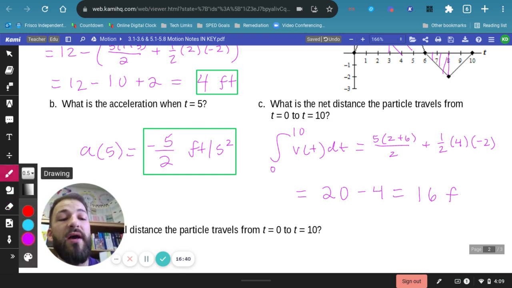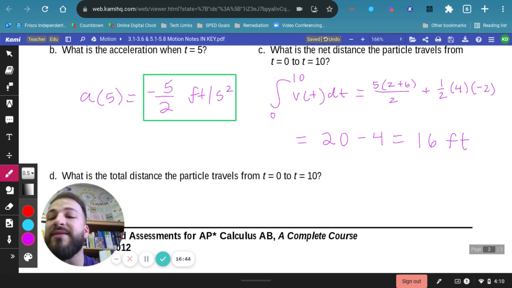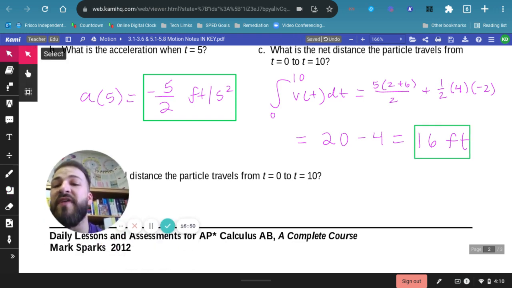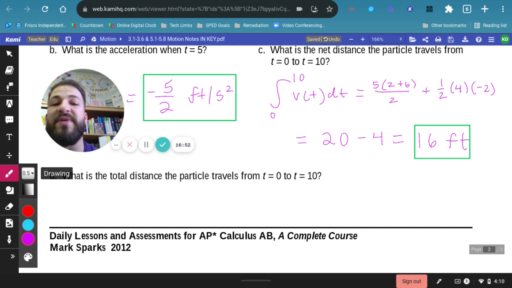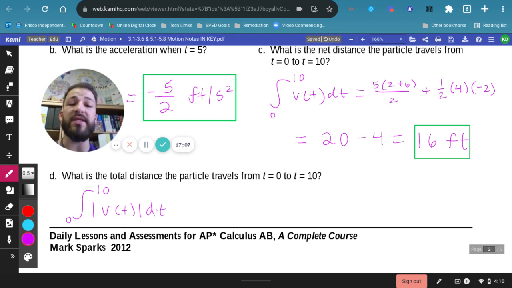Now, switching it up the other way for part D, we want to know what is the total distance our particle travels. So remember, total distance is the one where we want to take the absolute value. The good news is because we already did pretty much all the work in C, we're not going to have to do anything too fancy here. So still the integral from 0 to 10. This time we want the absolute value of v of t dt. Remember, it is important that we write these integrals because sometimes on these questions, they give you a point for just setting up the integrand.